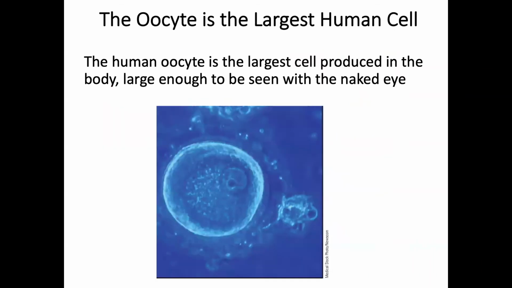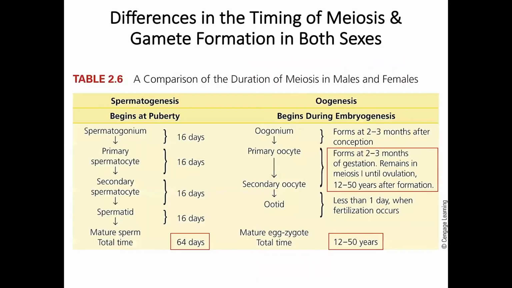As the title shows, the oocyte is the largest human cell and can even be seen with the naked eye. It measures about 0.1 millimeter in diameter. We learned this slide before. Here it is shown as a summary of this section and reminds you that oogenesis is a much slower process than spermatogenesis.